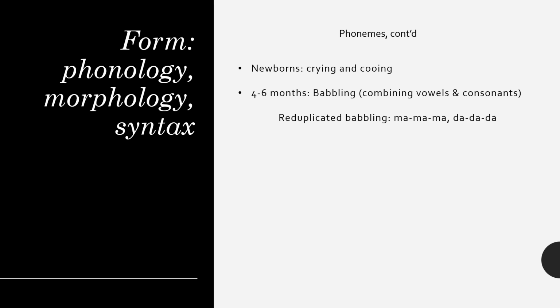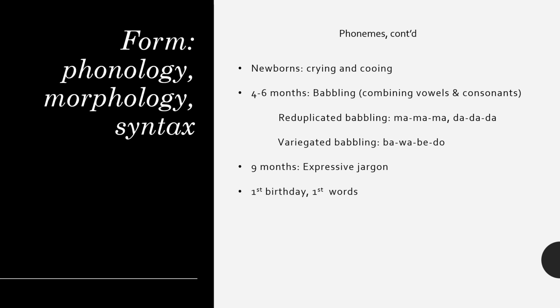Reduplicated babbling is saying the same sound over and over, like ma ma ma or da da da. Variegated babbling combines different syllables like ba wa bi do. Around 9 months old, babbling turns into expressive jargon, which has the intonations of statements and questions, except none of the sounds are recognizable words.